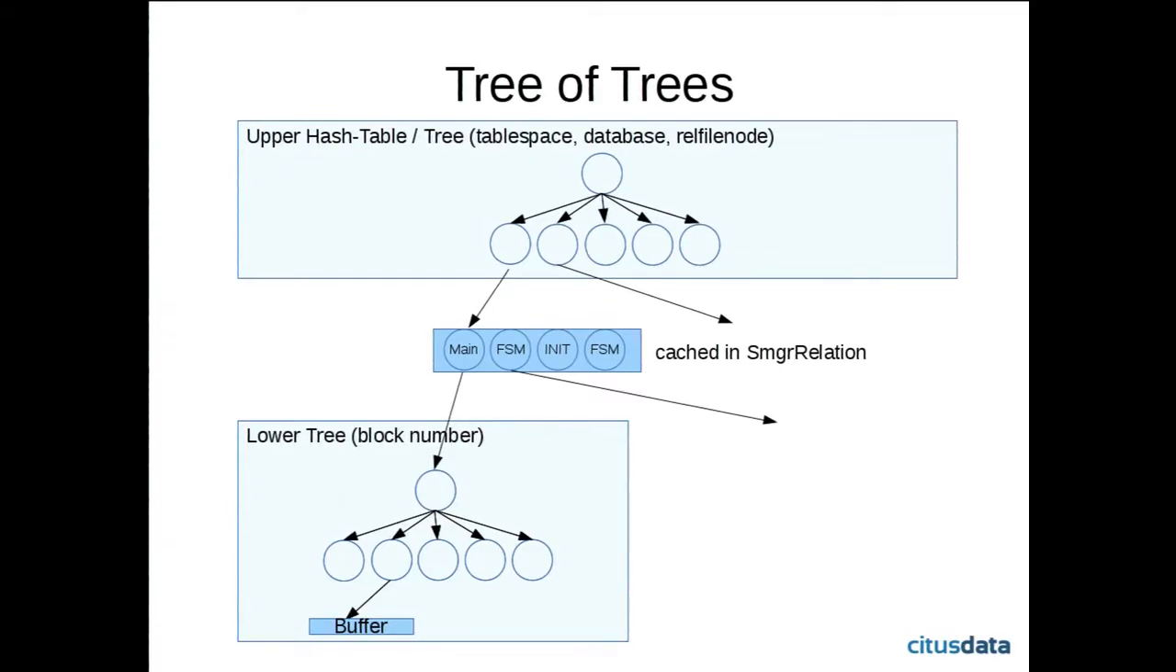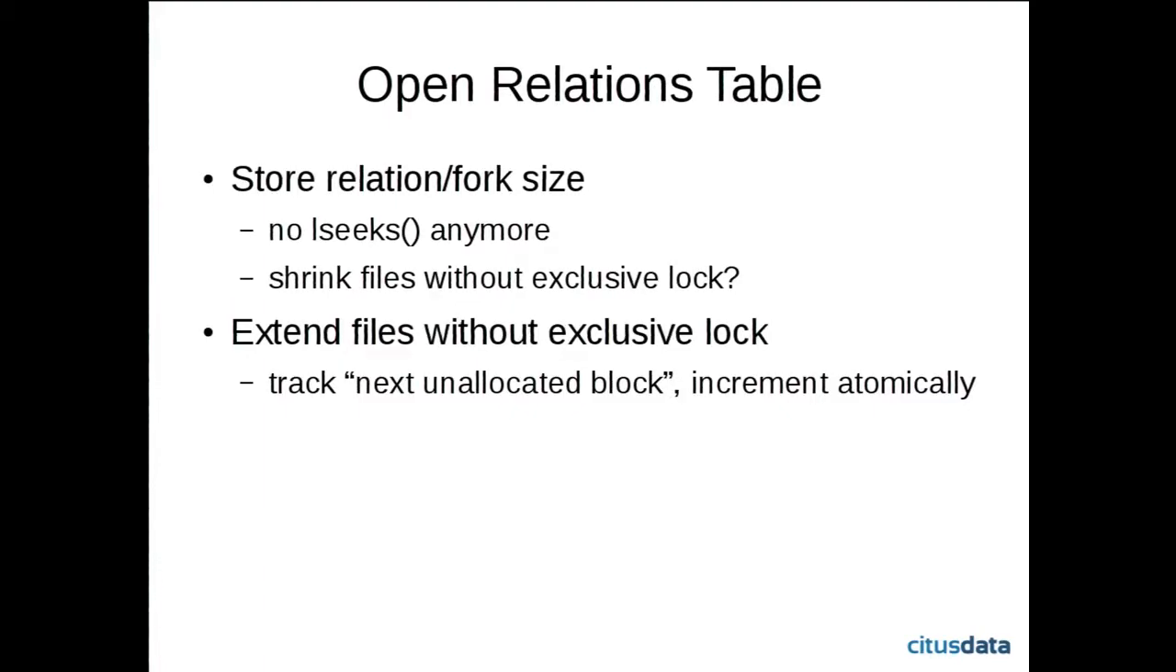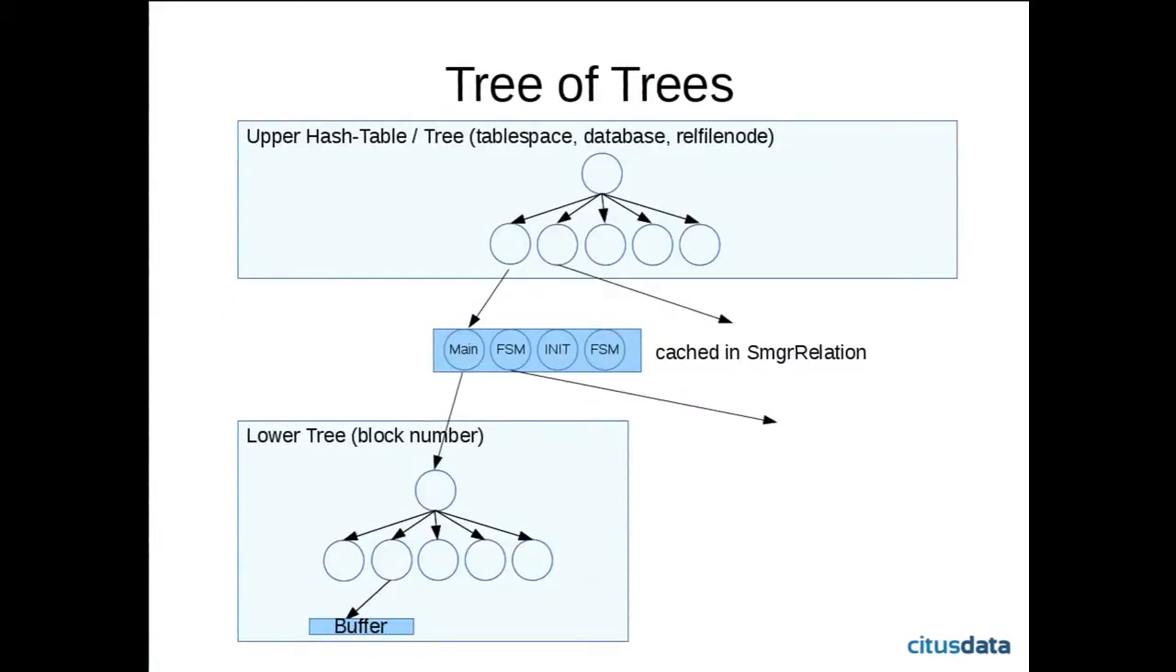But the lower level tree, I kept one tree per fork of the relation. Postgres has, for each relation, the main data, and then sometimes you have a free space map, which keeps track of where we can place new data. You can have a visibility map, which keeps track of which pages vacuum does not have to scan. And for each of them, I've kept the smaller tree. And that is then ordered. And I used a so-called radix tree. I'm talking about that in a second.